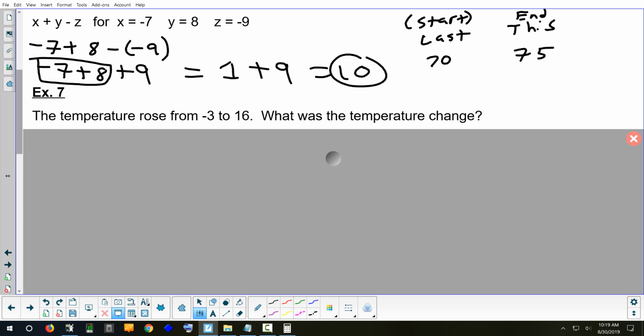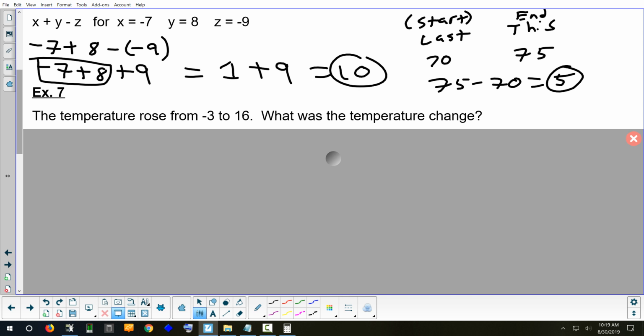Yeah, Julia. You subtract the end from the start. Right, end from the start. 75 minus 70 gives me a change of 5. You don't have to write that down. I'm just showing you the order to do it.